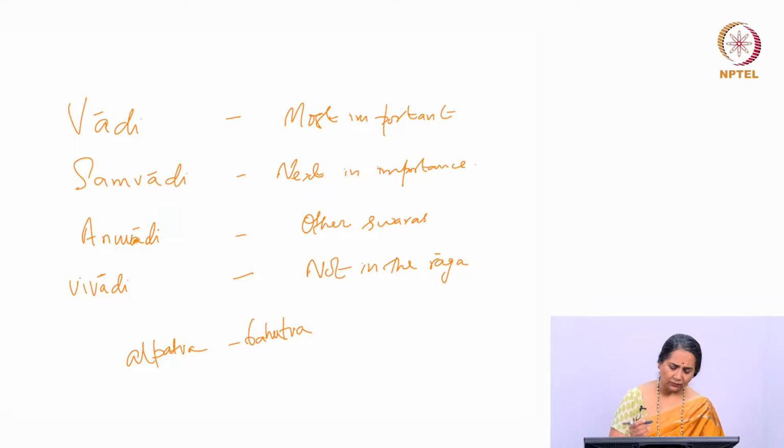Now, Vadi and Samvadi are concepts that are found in medieval treatises onwards, even earlier, from the 8th century onwards itself. And they are actually part of a quartet of concepts: Vadi, Samvadi, Anuvadi, Vivadi. This is an ancient quartet of concepts, and they continue to be relevant.